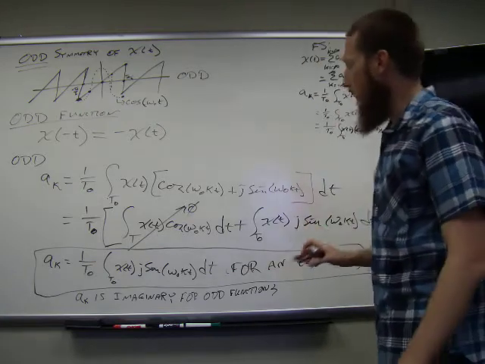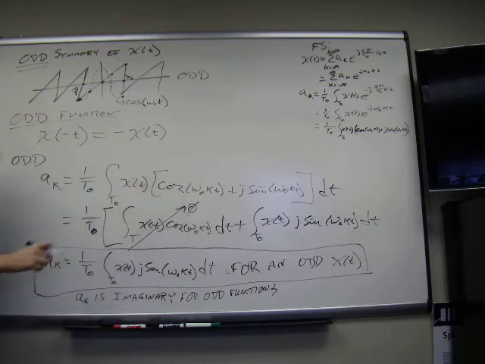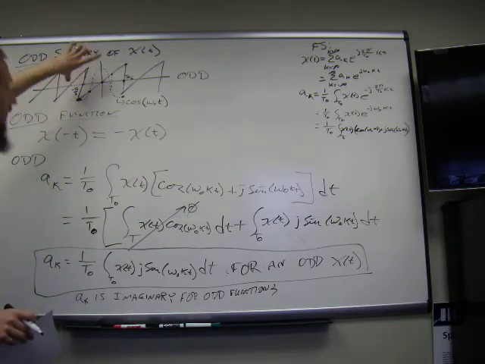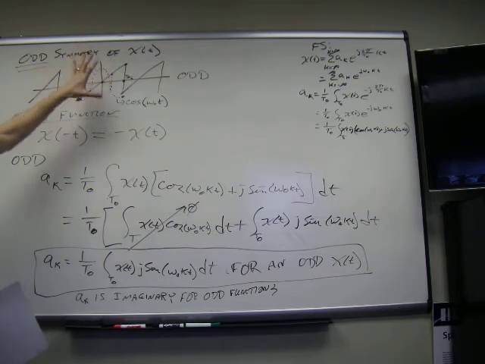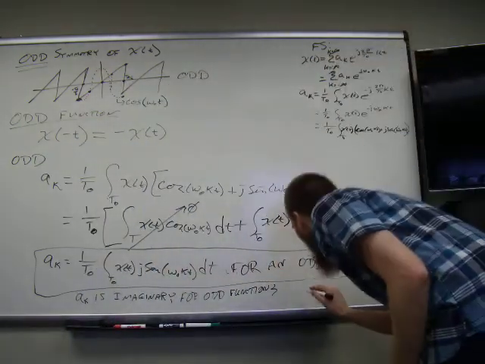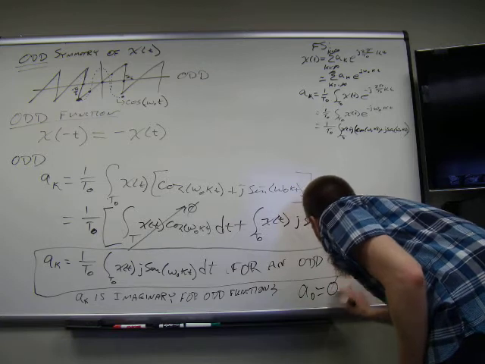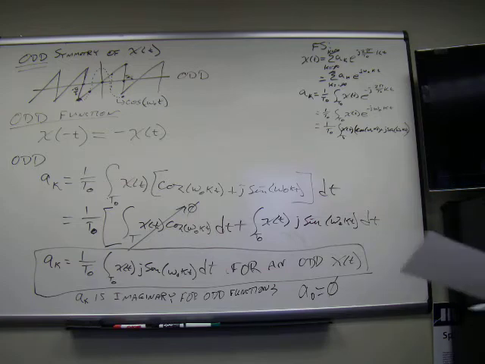We can say one more thing about this. If all values x of negative t are equal to negative x of t, when we do this for the dc, a of 0, not the fundamental, the dc, the integral of whatever's under this curve is going to end up being 0 because of symmetry. So a of 0 is 0 for an odd function. So these are the takeaways from an odd function.